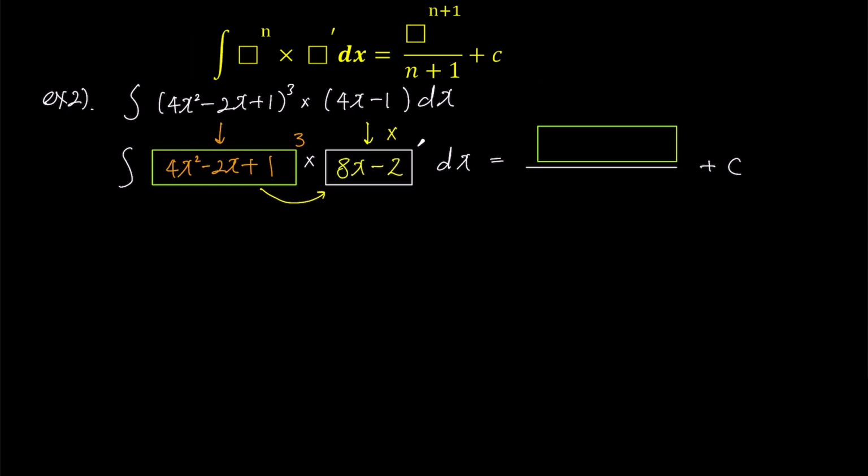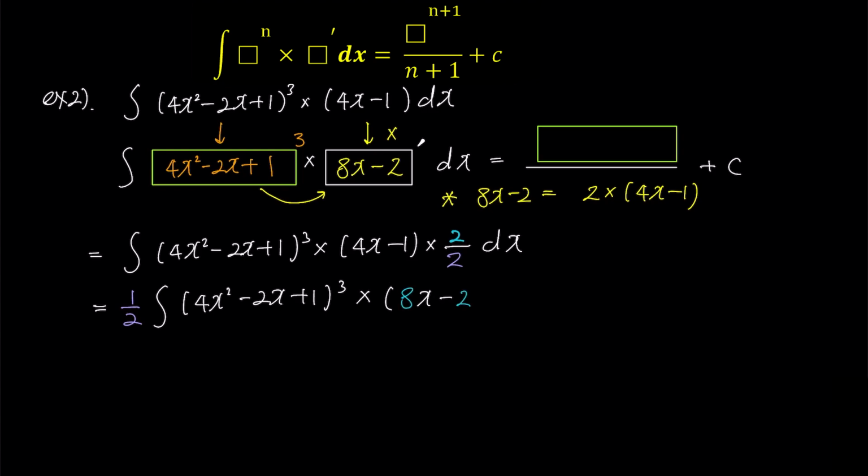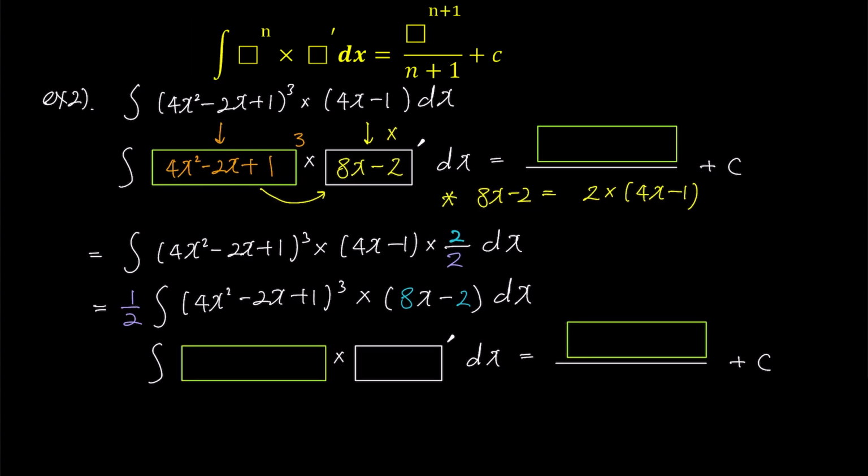Let's do simple math here. The 8x minus 2 that we need is actually 2 times 4x minus 1. That means we just need to multiply by 2, but we can't just do that freely in this problem. So we will multiply by 2 over 2, which is equal to 1. Then we move the denominator 2 to the front and multiply the numerator 2 to 4x minus 1 to create 8x minus 2. Let's bring up the box rule again.